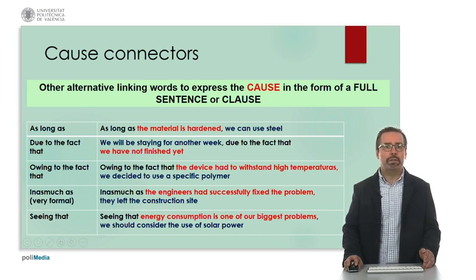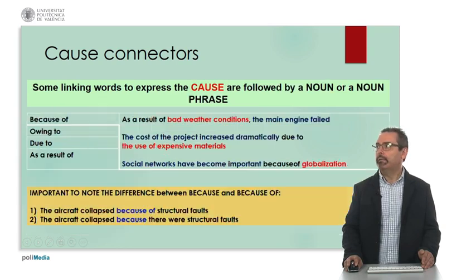Or we can also use some other alternatives, such as seeing that, another connector. Seeing that energy consumption is one of our biggest problems, we should consider the use of solar power. Some linking words introduce or express the cause, but the cause is expressed by means of a noun or noun phrase, not in the form of a clause, like in the case of because, since, or as. This is the case of these connectors.